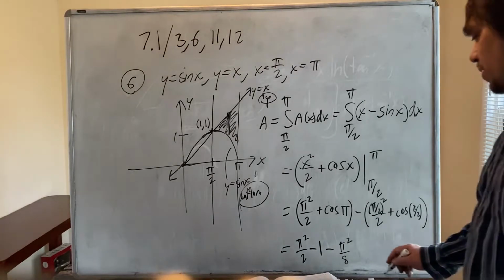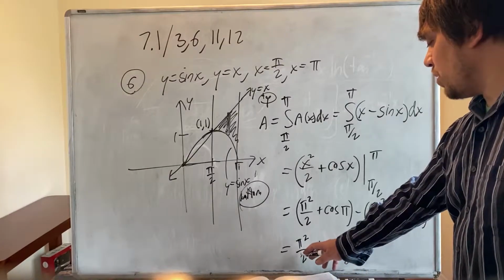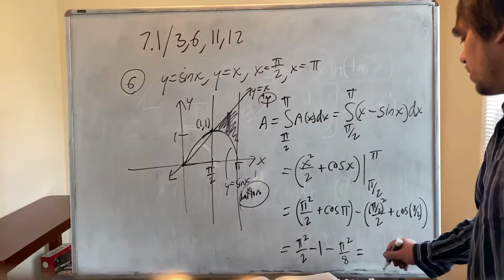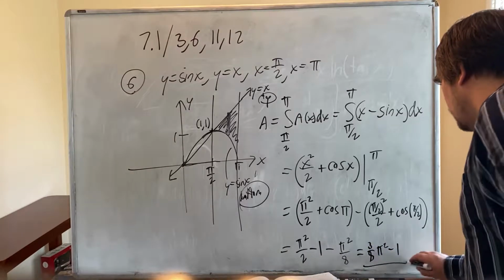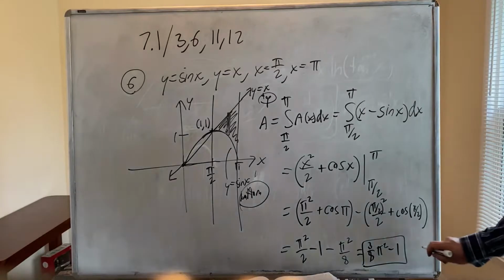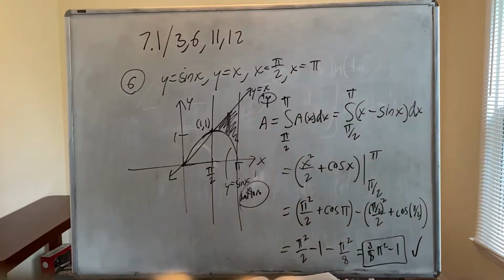Okay, and so this is the answer. I'm going to combine this and this. So that's 4/8 minus 1/8, that's 3/8. So that's 3/8 pi squared minus 1. And that's the answer. Okay? So the area of that shaded region is 3/8 pi squared minus 1. That's number 6.